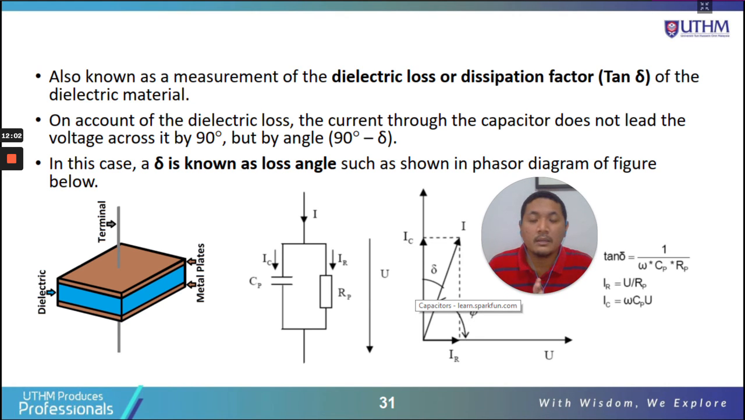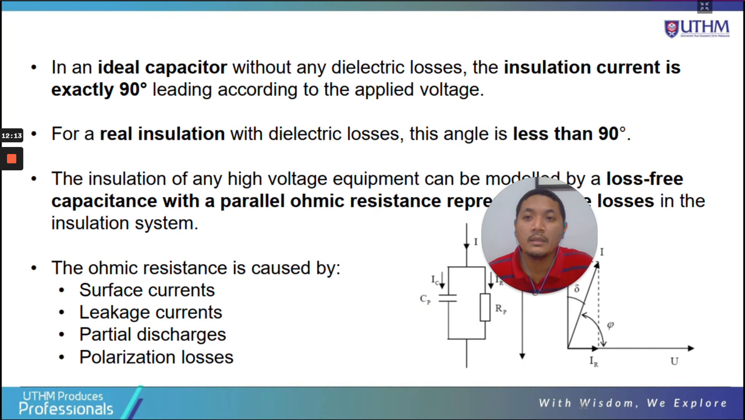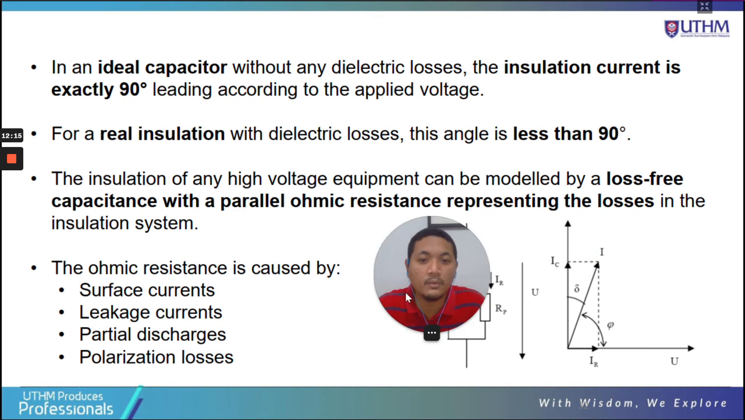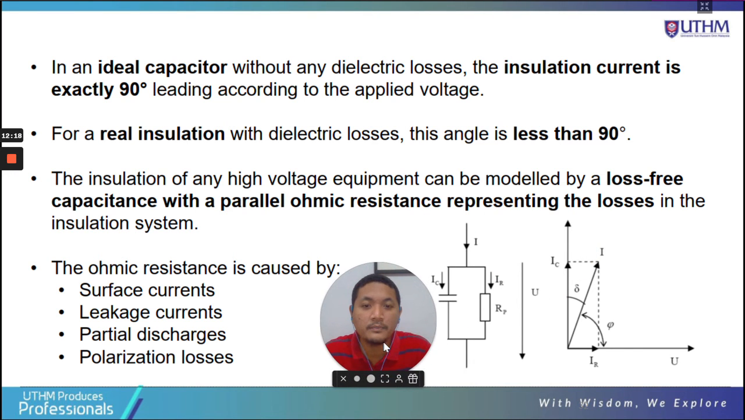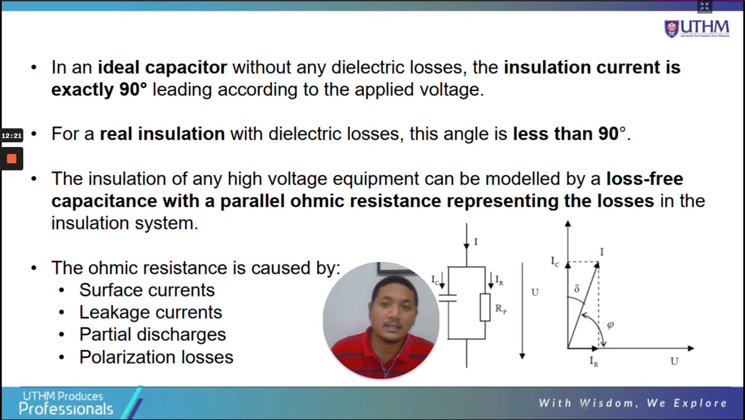Tan delta basically represents the dielectric loss. Meaning if the tan delta value is very high, the loss is very high. So this is what I have mentioned earlier. For an ideal, perfect capacitor without any losses, the insulation current is exactly 90 degree leading the voltage. However, in real insulation there will be a very small loss, so the angle is not 90 degree anymore, it is less than that.